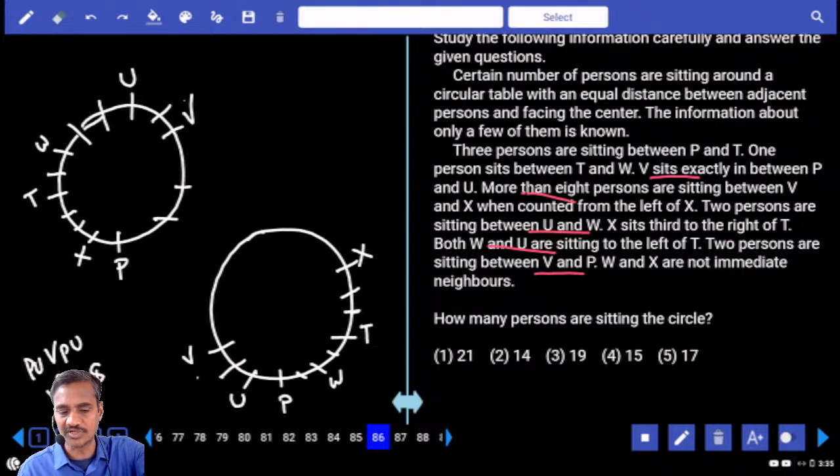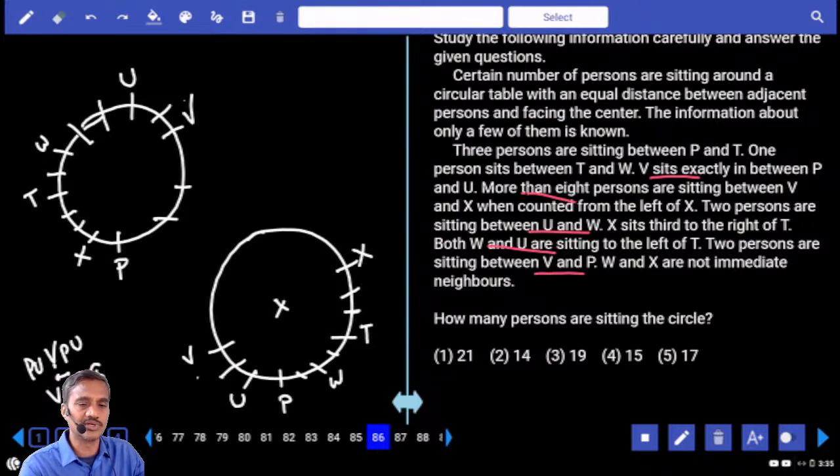And W and X are not immediate neighbors. Then V is exactly between P and U, which is not possible here. How many persons are there? 1, 2, 3, 4, 5, 6, 7, 8. And V is exactly between P and U. That means V must be in between P as well as U. Is it possible here? It is not possible here.